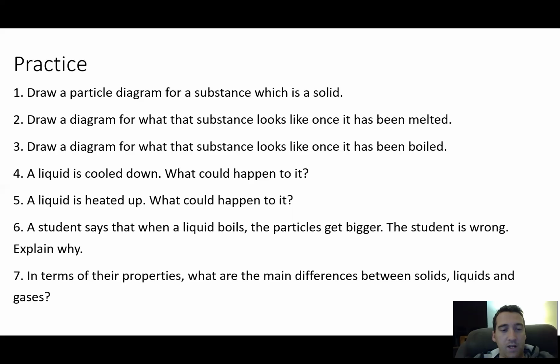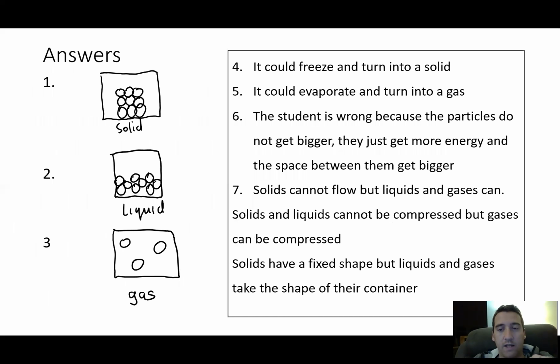And number 7, in terms of the properties, what are the main differences between solids, liquids, and gases? This is a quick revision question. Okay, solids cannot flow, but liquids and gases can. That's a big difference. So flowing is a property. Whether something can be compressed is a property. So solids and liquids cannot be compressed, but gases can be compressed. We saw that in the previous video.